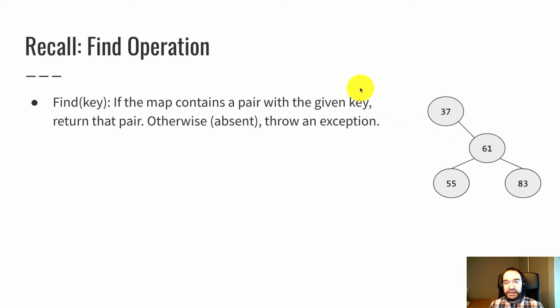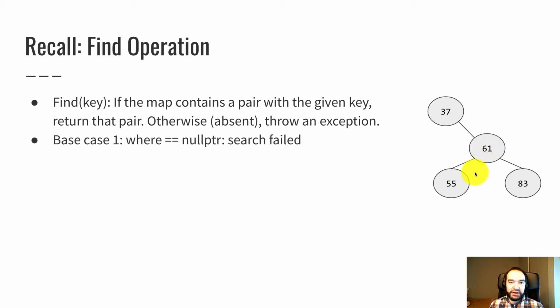We're going to be given a key to look for, and we need to find the key-value pair matching that key in the tree. And if we can't find that, we throw an exception. We're going to use the linear recursion pattern from the previous video.